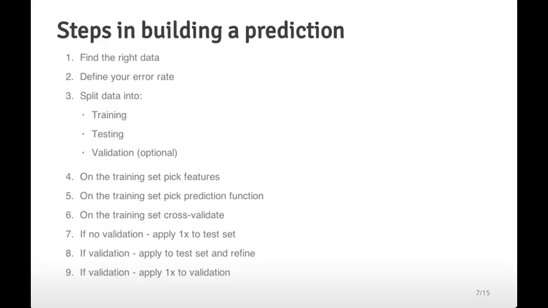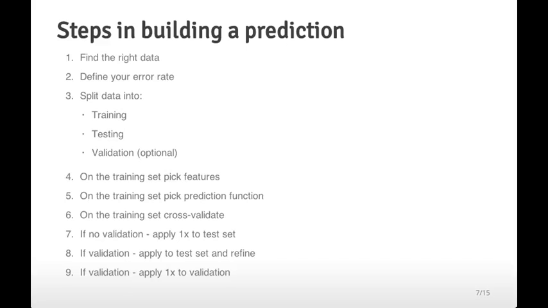Next, you need to define your error rate. This is actually another critical step that's often skipped over in building predictive functions. And it can have major consequences for the properties of the prediction functions that you end up choosing. So we'll talk about the different kinds of error rates and how they affect what your predictors will look like.